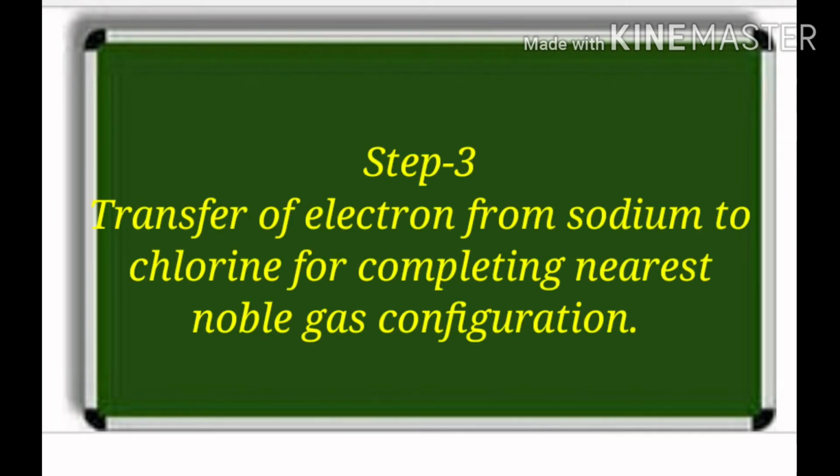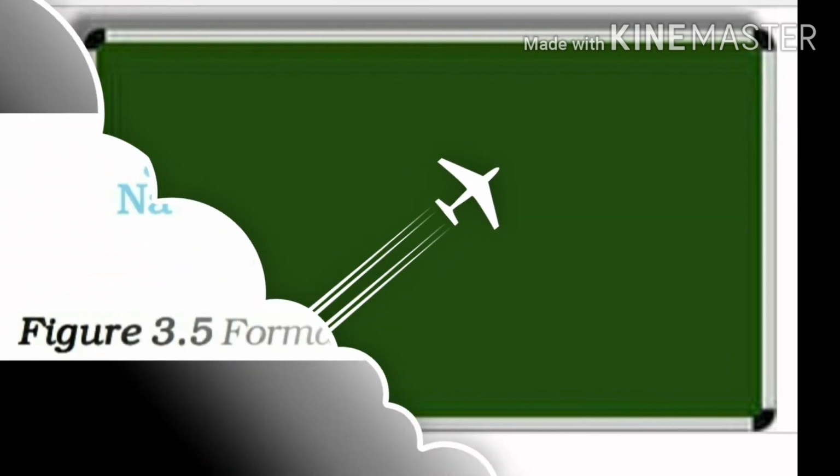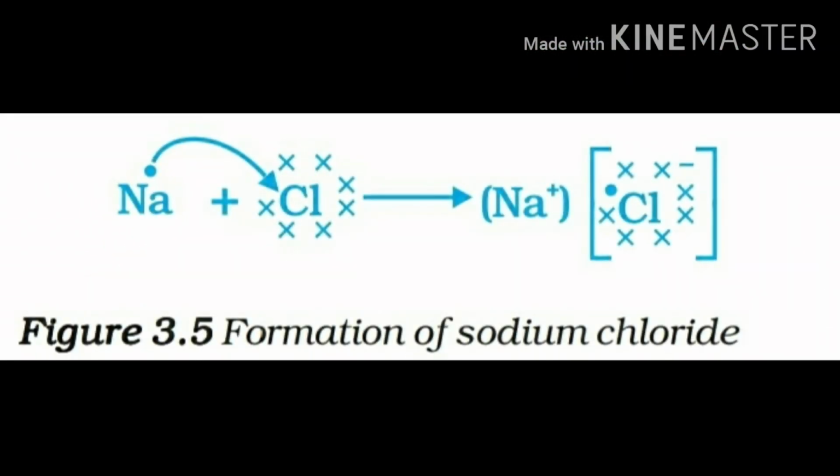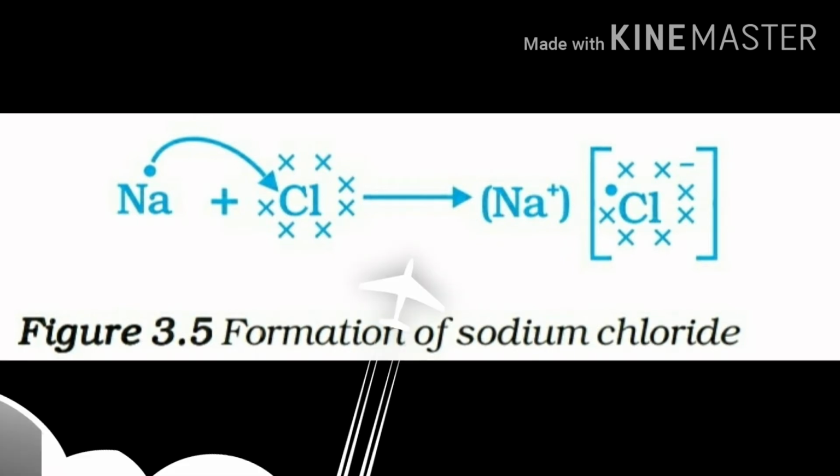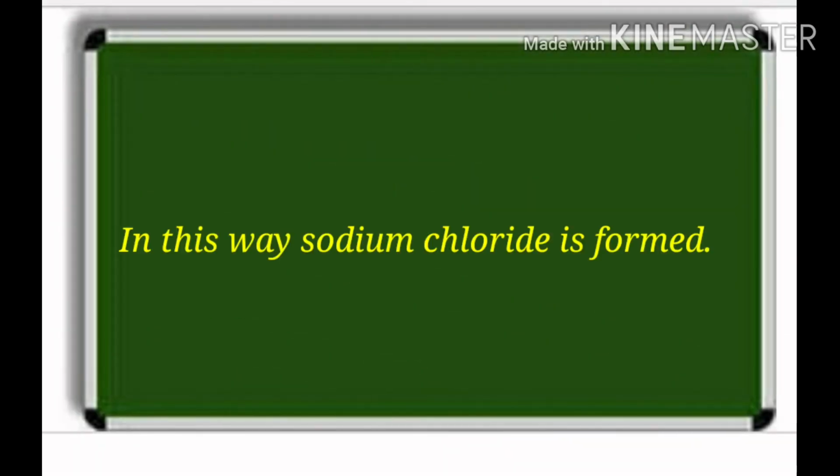Step 3, transfer of electron from sodium to chlorine for completing nearest noble gas configuration. And sodium chloride is formed. In this way, sodium chloride is formed.